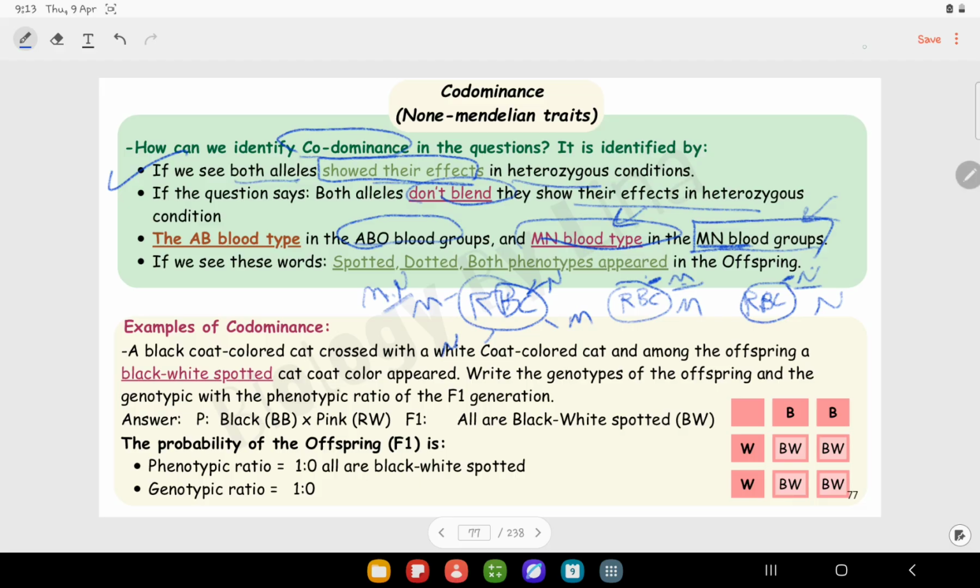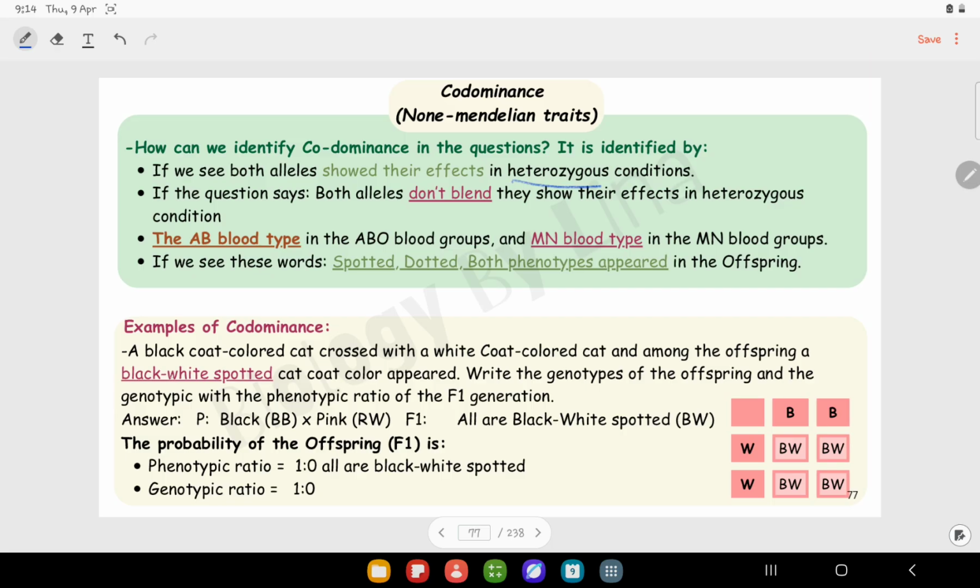We will look at it now. Let's take an example first. We have a black coat color cat. It's crossed with a white coat color cat. And among the offspring, there is a black-white spotted one. So when you see black-white spotted, you should directly know that both parents, black and white, cooperate and both of them express themselves.